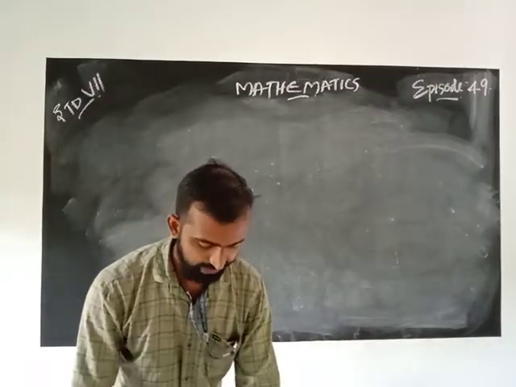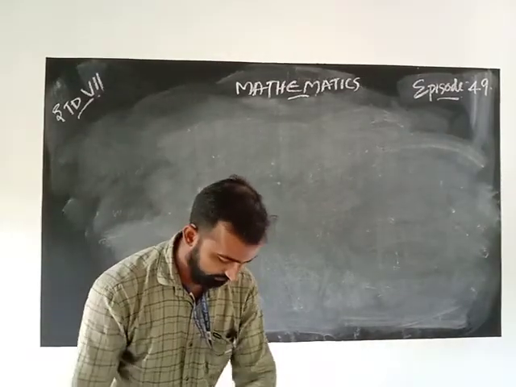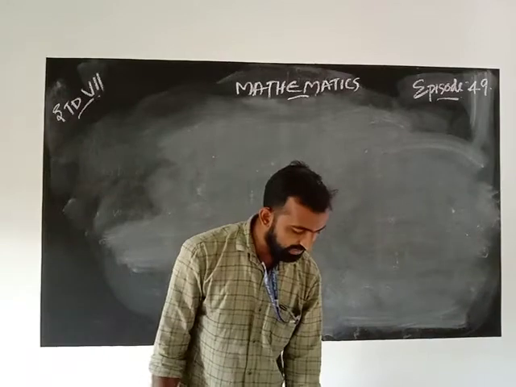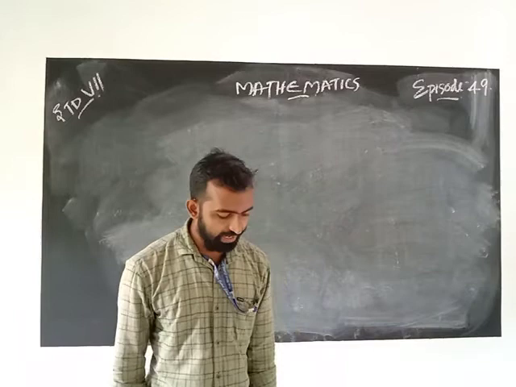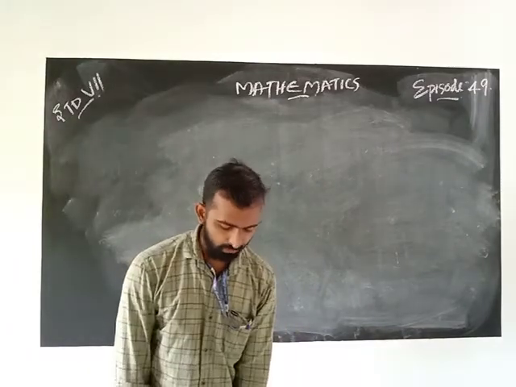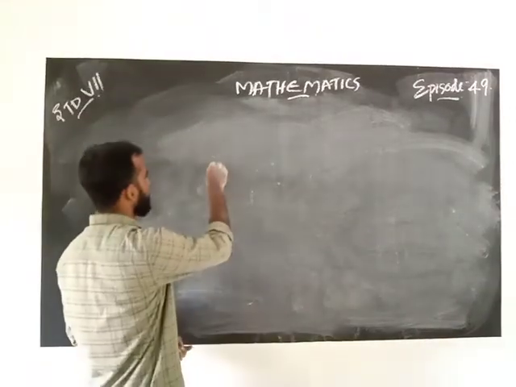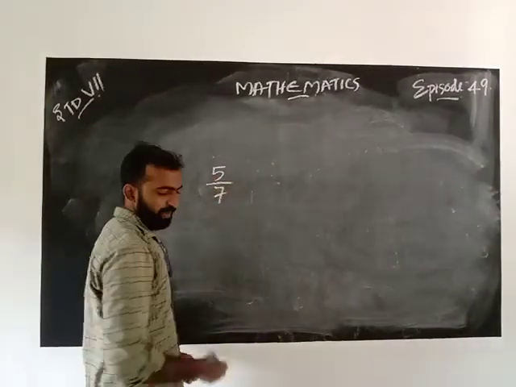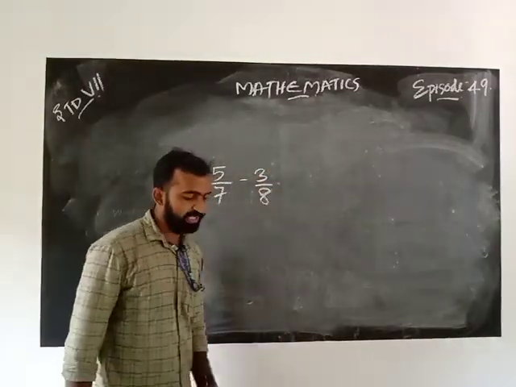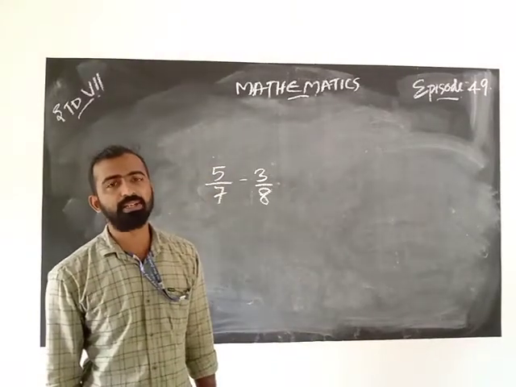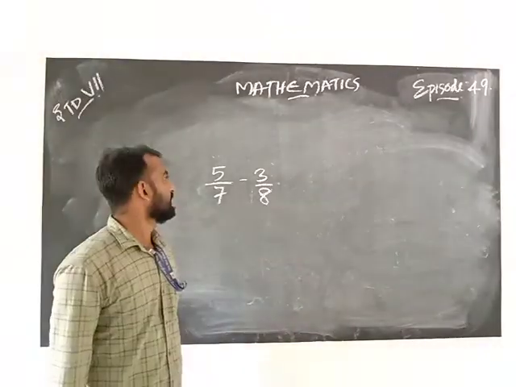That is, subtraction. Savida found the difference of two rational numbers in this way. For example, we want to find 5/7 minus 3/8. Savida finds the difference of 5/7 and 3/8.